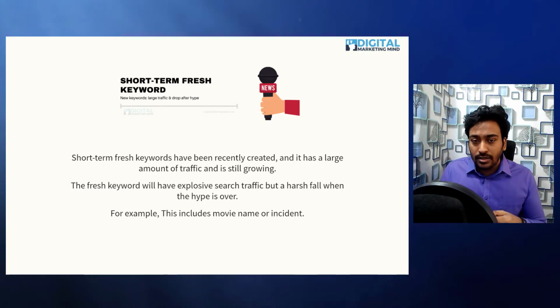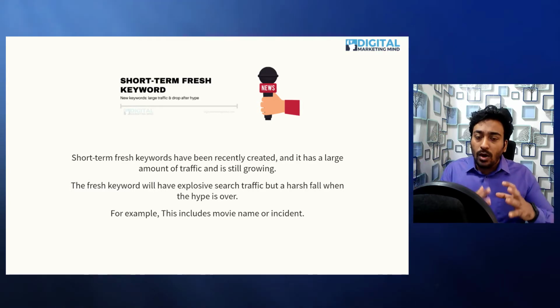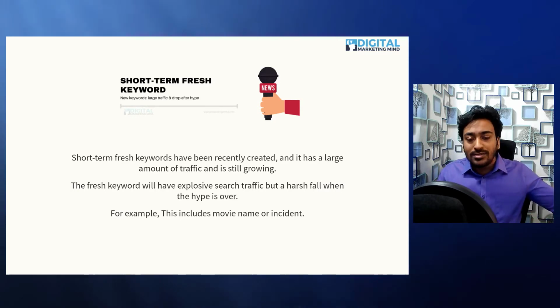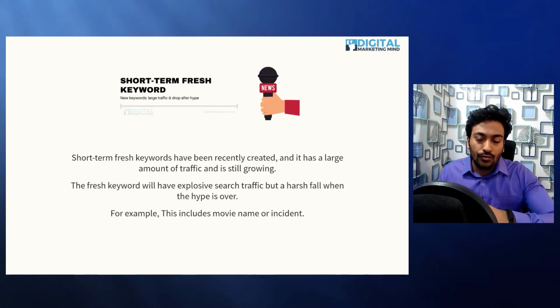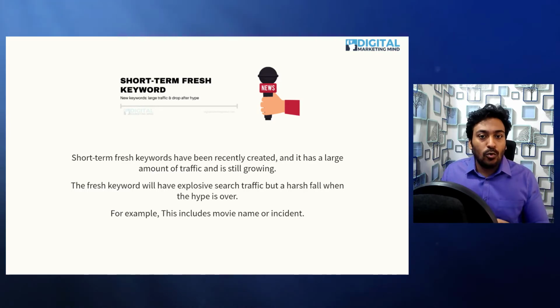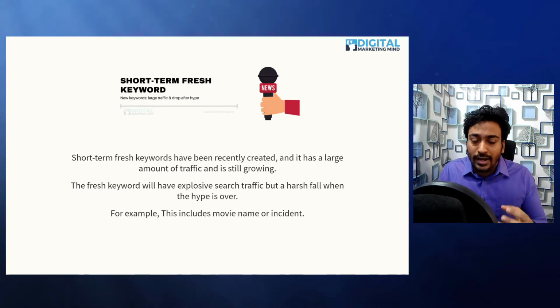When that is announced, it will create a huge trend or a huge amount of influence, but once that hype is over, something like movies, where once it gets watched or the popularity reduces or people move on to other movies, then the search demand will slowly go down, hovering at a low volume. Those are the keywords we classify as short-term fresh keywords.